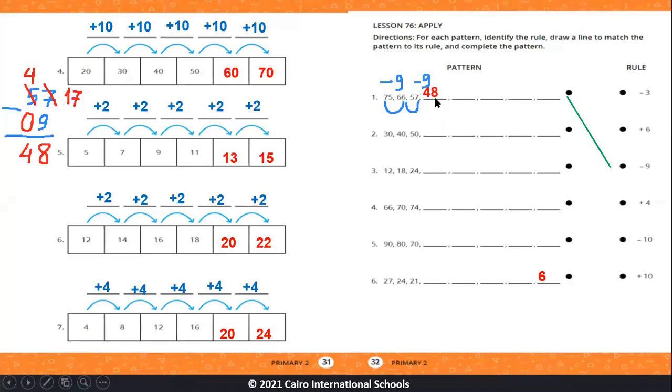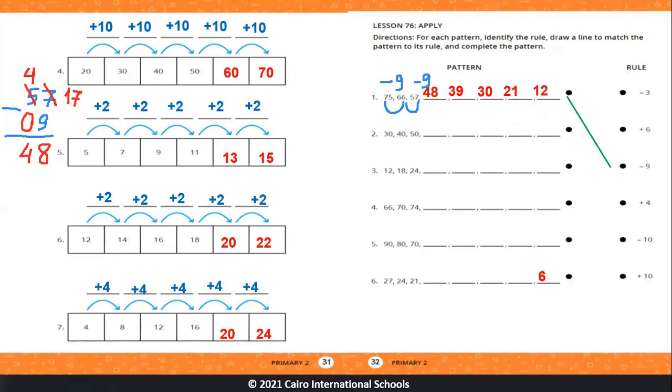Now you can subtract 48 minus 9. You can do it the same way. You can write 48 minus 9 equals 39. Okay? Again, you can subtract 39 minus 9 equals 30. 30 minus 9 equals 21. 21 minus 9 equals 12, and so on.